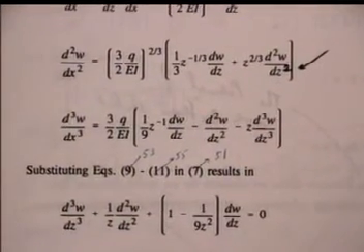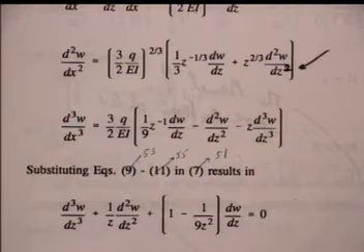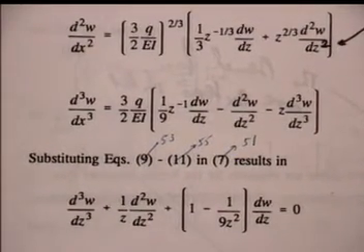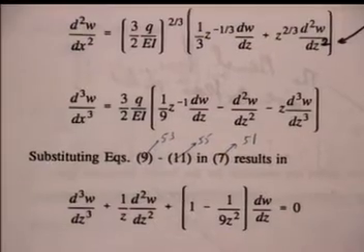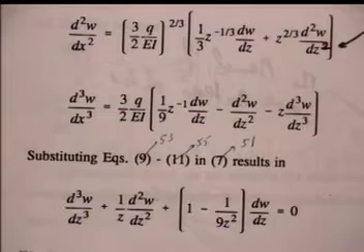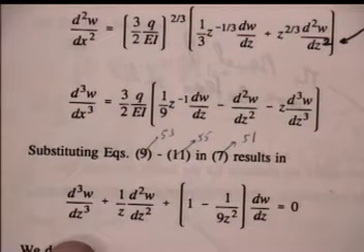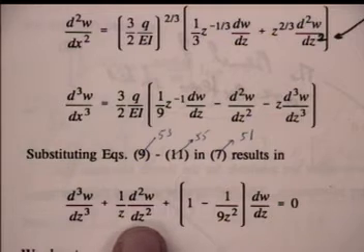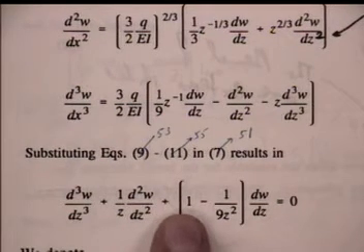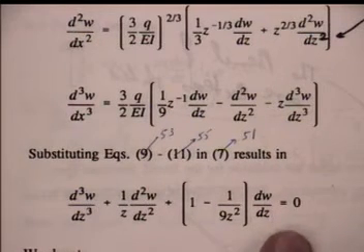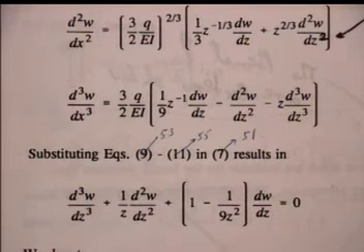Now, we calculate the third derivative with respect to x. And what we get, please check, that is you have to check, is this equation. Look, please: d3w/dz3 + (1/z) d2w/dz2 + (1 - 1/(9z^2)) dw/dz = 0. That is the equation that is obtained.